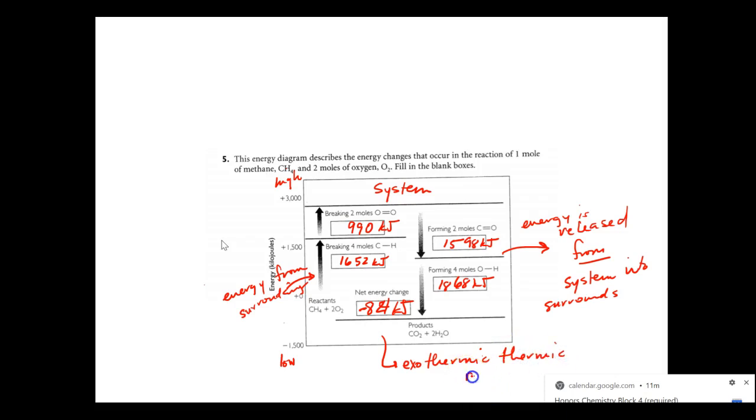And what we are going to feel is heat. This burning of CH4 is what we actually do in our lab when we burn our Bunsen burners. And we do feel heat from that because more energy is released when those bonds are formed than are taken in.